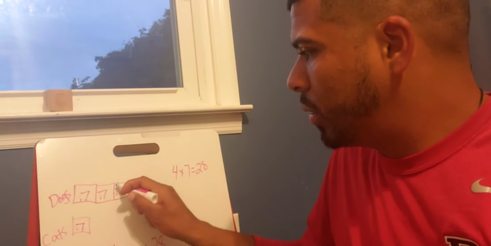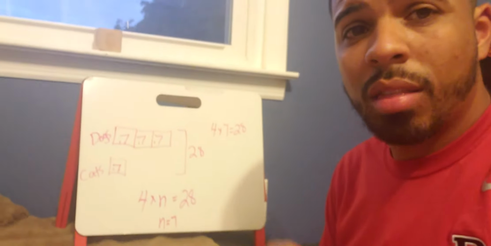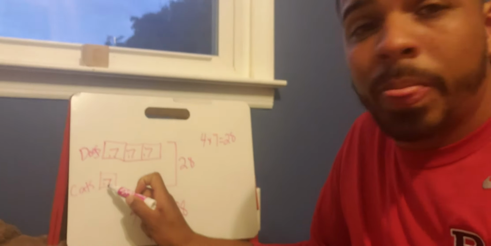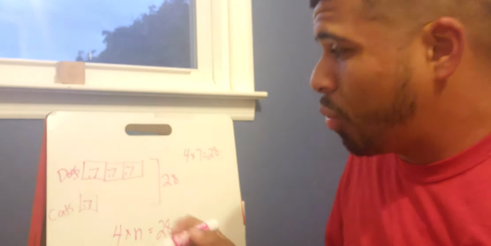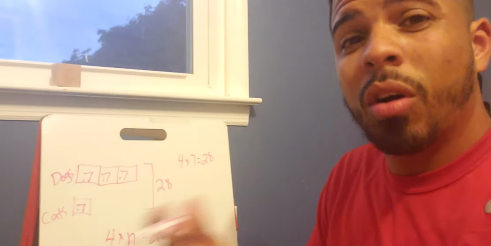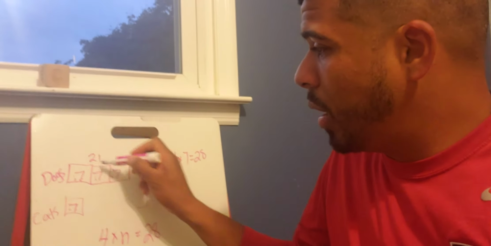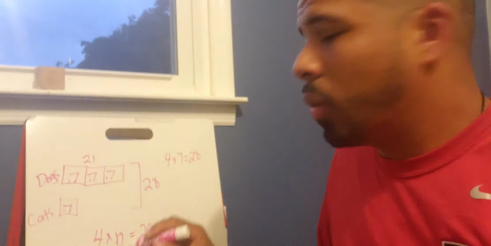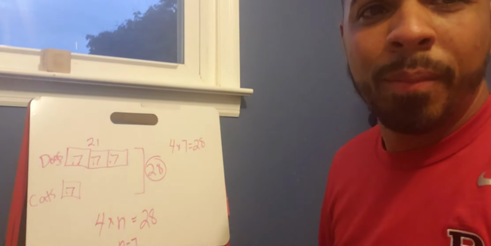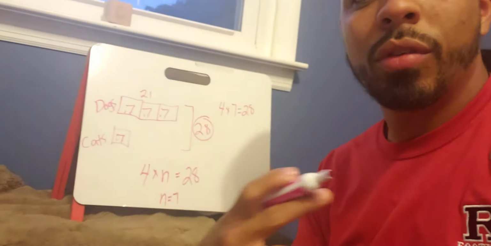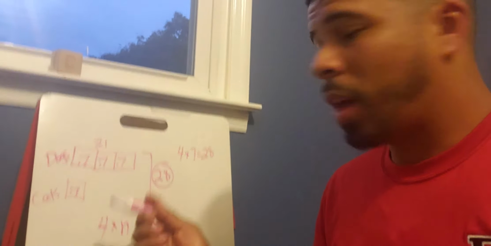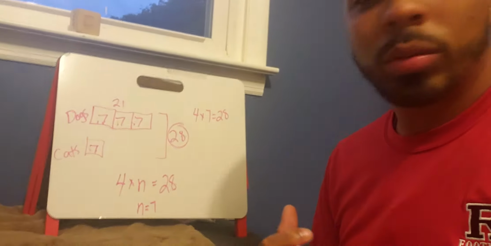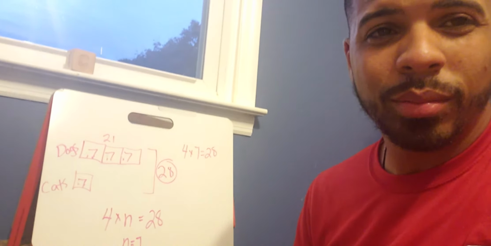7, 7, 7. If I'm just asked the weight of the cats, it's just 7. If I'm asked the weight of the dogs, I have 7, 1, 2, 3 times. It's 21. If I'm asked to put it all together, I have 21 here, plus 7, and 21 plus 7 equals 28. All right, so that is how we use a comparison model to help us write equations, and it also helps us to solve comparison problems.